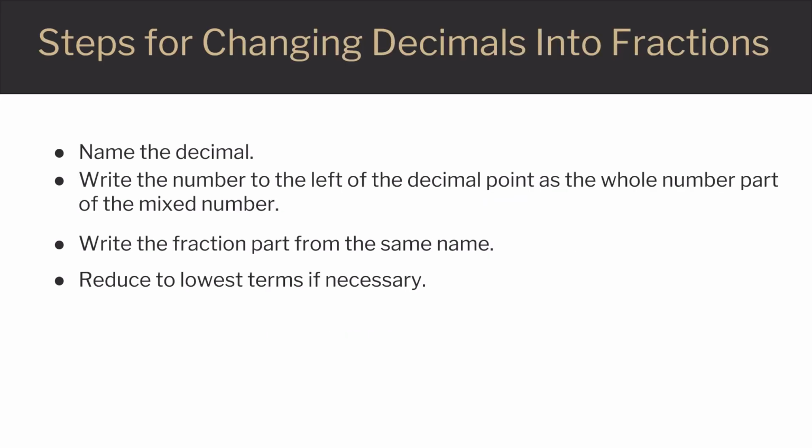Now let's change decimals to fractions. The first thing we must do is to name the decimal. This means find the value of the last digit in the decimal. Next, we're going to write the number to the left of the decimal point as a whole number part of the mixed number. Then write the fraction part from the name and reduce to lowest terms.